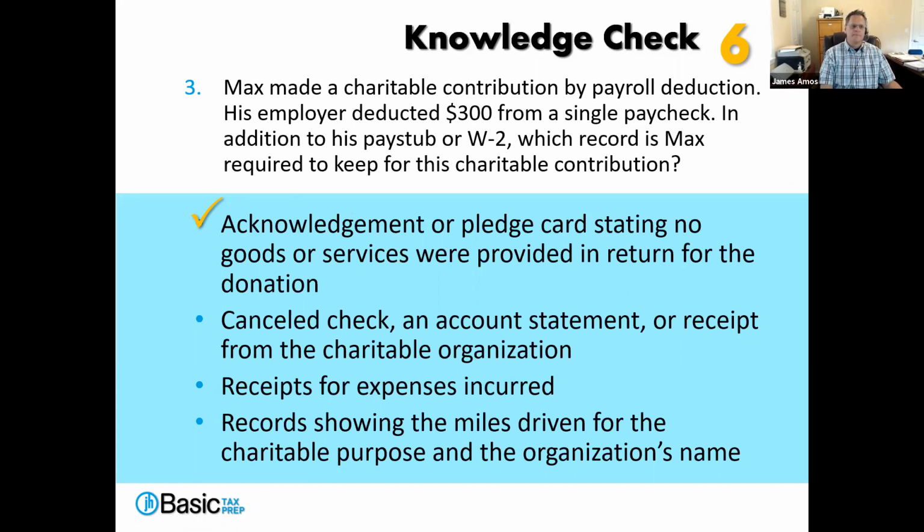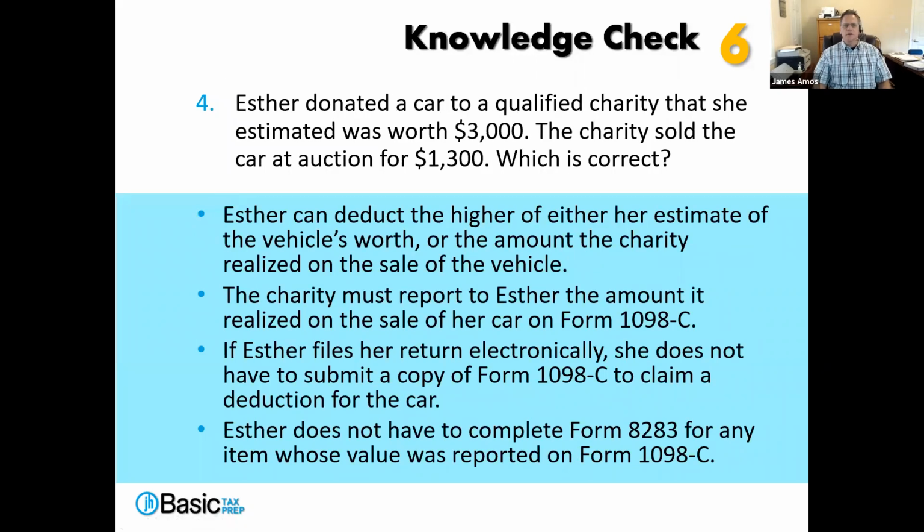That's all. Okay. Esther donated a car to a qualified charity that she estimated was worth $3,000. The charity sold it for $1,300. What does she actually get to take? First of all, $1,300. The charity must report to Esther the amount it realized from the sale of her car, which is $1,300. That's why I asked it the way I did.